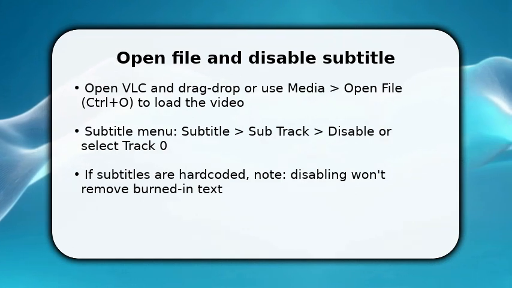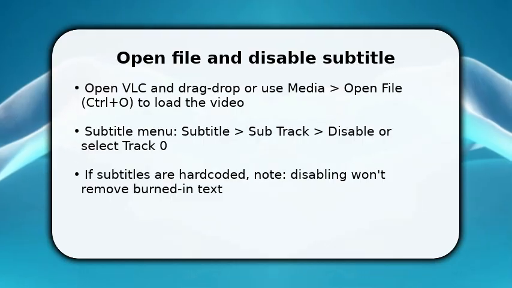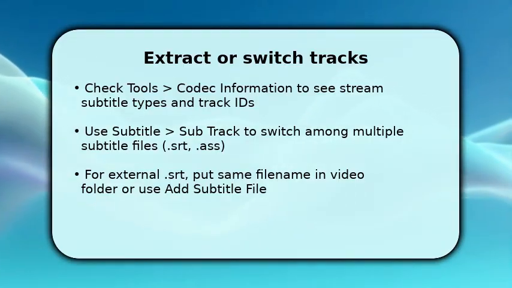Once done checking that disabling alone won't work, inspect the stream. Open Tools, Codec Information, and look under Streams to identify subtitle track types and ID. This tells you whether the file has embedded or external subtitles.